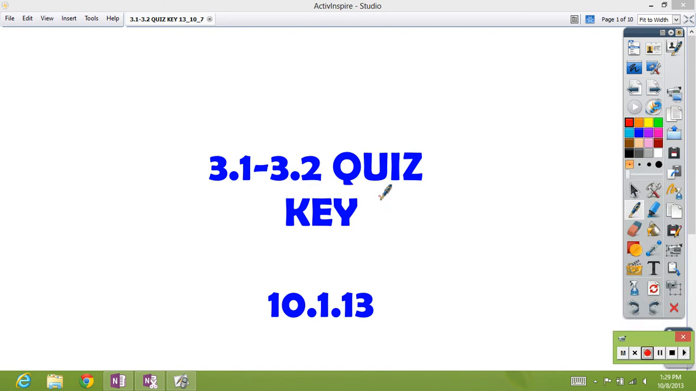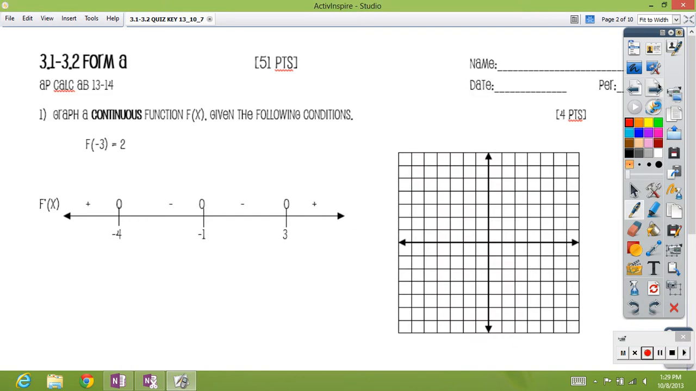Alright, so this will be the key for your quiz that I gave back last week. To start off, the first question asked you for a continuous function, so that's important. It has to be continuous, and it has to go through this one point. So what I'm going to start out with is the fact that this point has to happen.